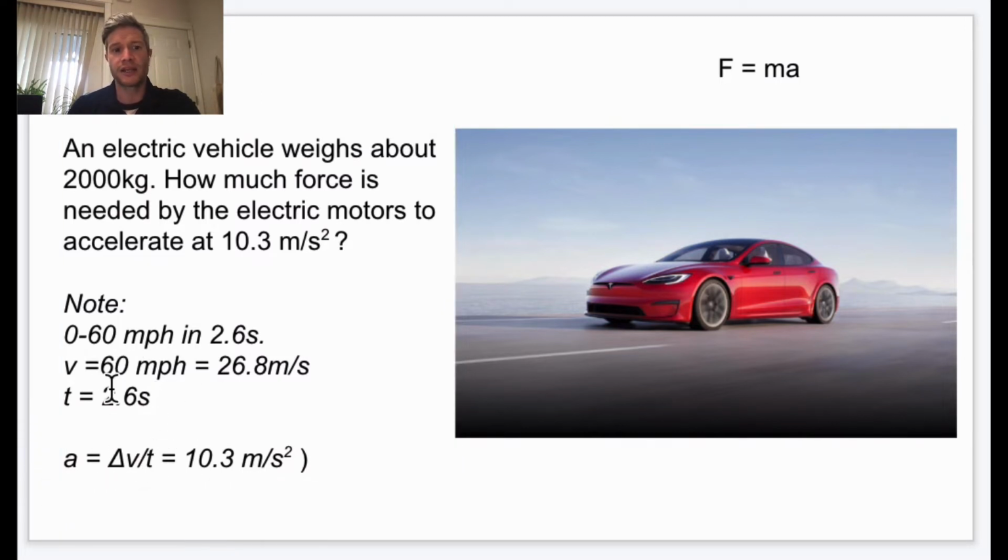Well, we can take our change in velocity, which is 0 to 26.8 meters per second, and put that over the amount of time that change in velocity occurs, and that's our acceleration. So here we are, we calculated our acceleration. Again, returning to the question, how much force is needed by the motors to accelerate the vehicle? You can just assume one output motor, even though there's more than one. So you can pause now, work through that, see what you come up with.